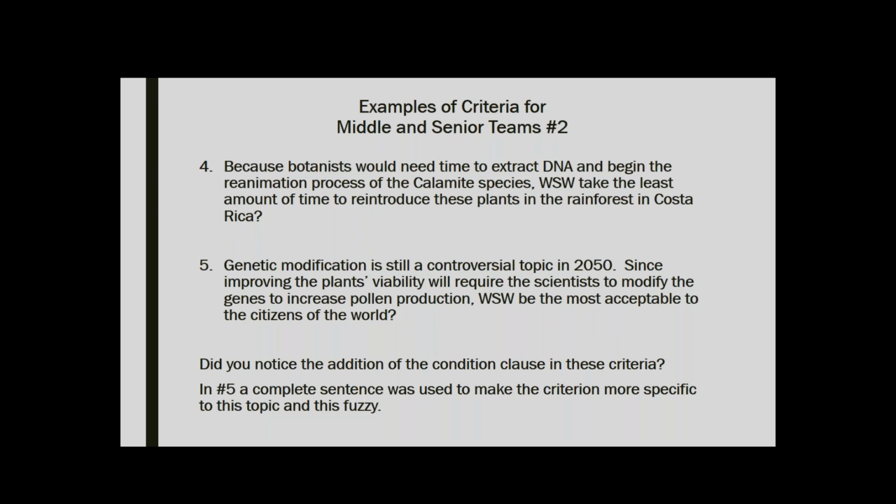Genetic modification is still a controversial topic in 2015. The research talked about that controversy. Since improving the plant's viability will require the scientists to modify the genes to increase pollen production, which solution will be the most acceptable to the citizens of the world?